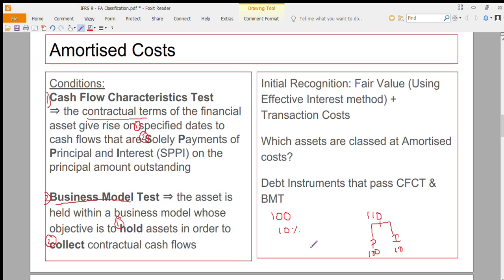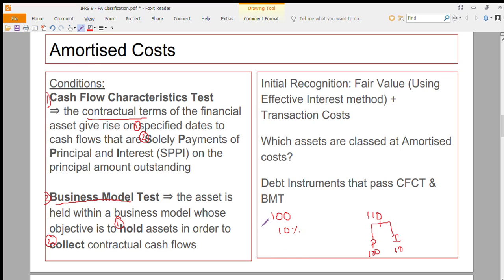The second condition, the business model test. Here the business model will be your intention at the time of granting the loan. When you grant the loan, if you intend to just hold it in your books for the next 1 year and then collect $110, you pass the second condition as well. In this example, the asset will be classified as an asset held at amortized cost.